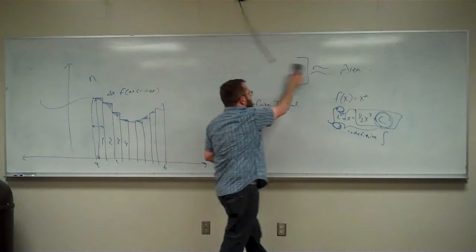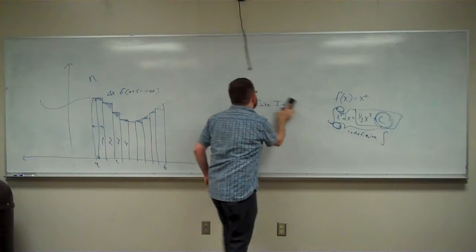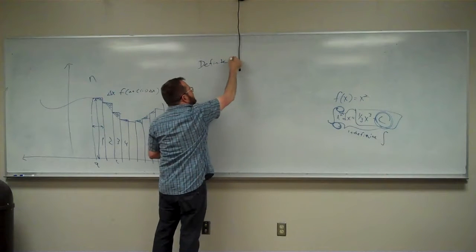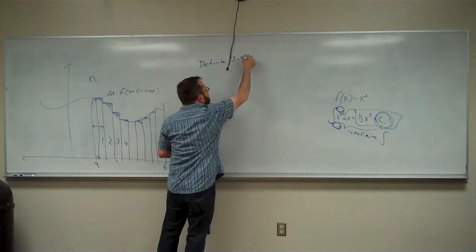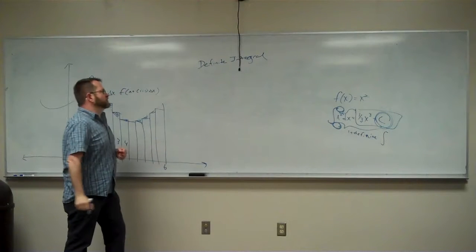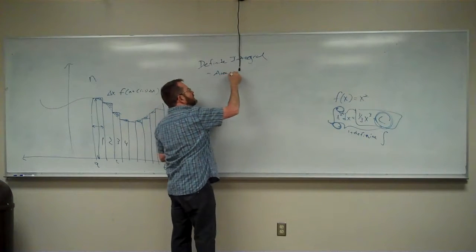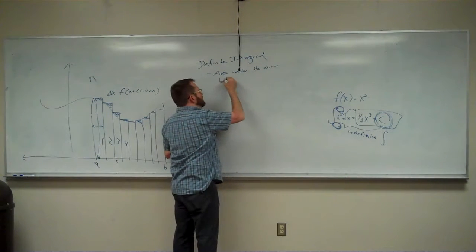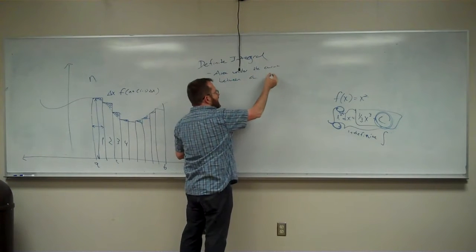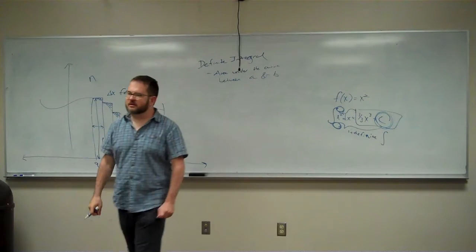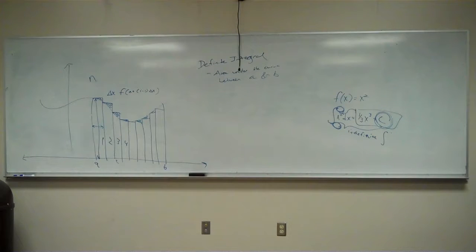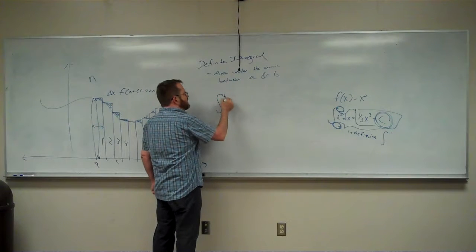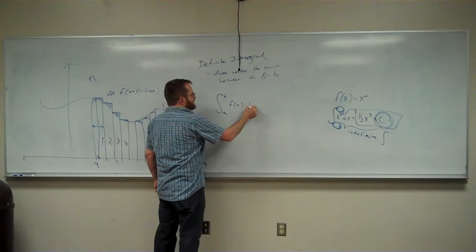Allow me to show you what's about to happen with a definite integral. The definite integral will be the area under the curve between a and b. Between some number a and some number b. Then we're going to write it as the integral from a to b of our function dx.